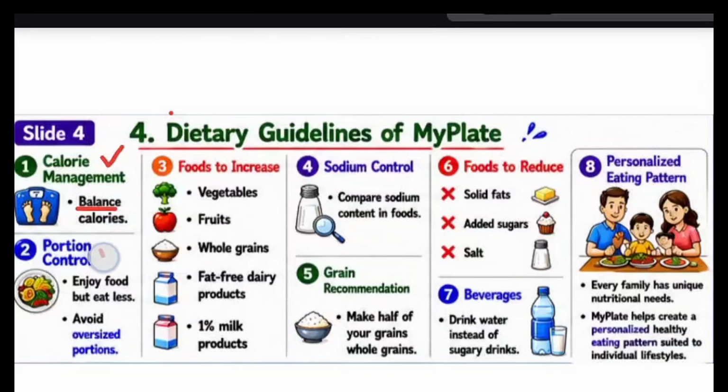Then we have portion control. Many people eat healthy foods but consume excessive quantities. MyPlate encourages enjoying food while avoiding oversized portions. Remember, eating the right amount is just as important as eating the right food.